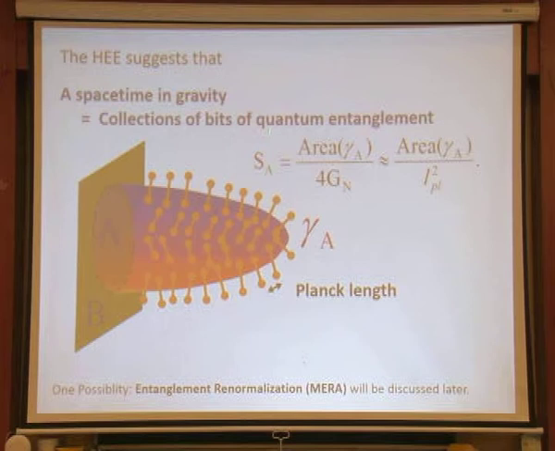This is a very intuitive idea, but one way to realize this idea is so-called entanglement renormalization, or MERA, which was originally developed in a subject closely related to condensed matter physics and quantum information theory. And I will come back to this idea at the end of my talk tomorrow. So for now, I'm just going to skip this.